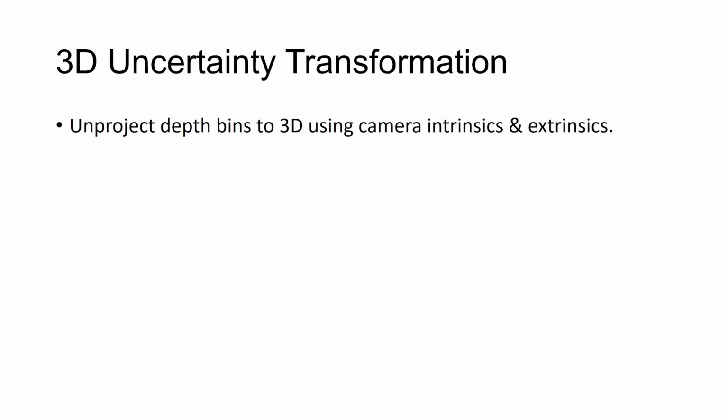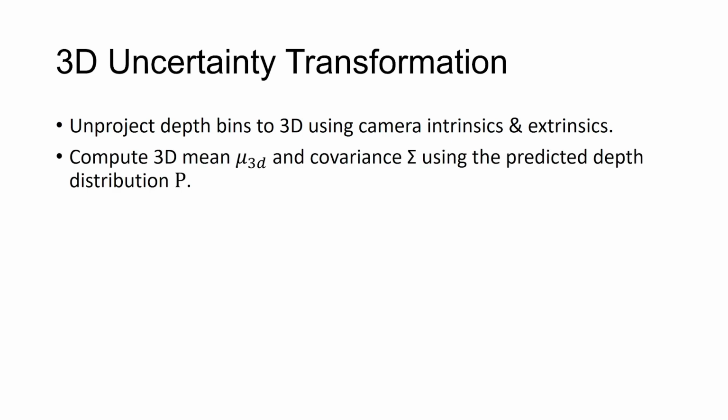In this step, we transform the predicted depth distribution into a 3D uncertainty-aware representation. First, we unproject each depth bin into 3D coordinates using the camera's intrinsic and extrinsic parameters. This maps each pixel into a set of candidate 3D points. We then compute the 3D mean position and the covariance matrix, based on the predicted depth probabilities.